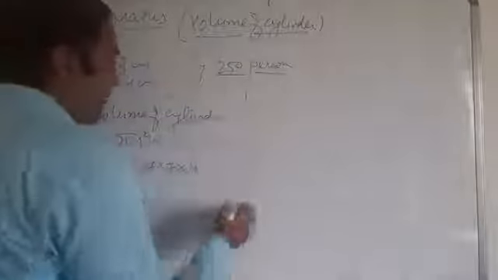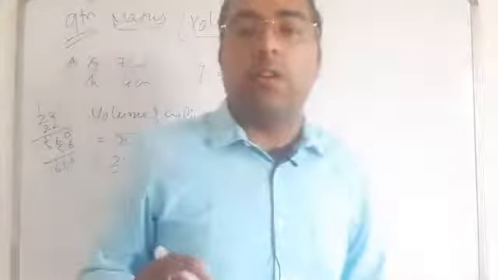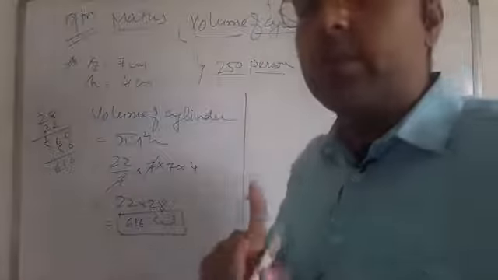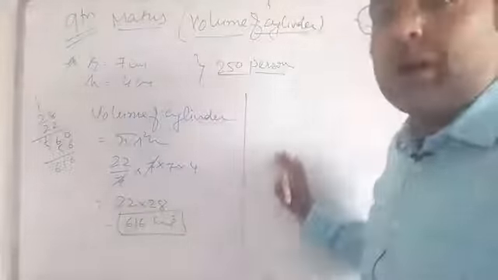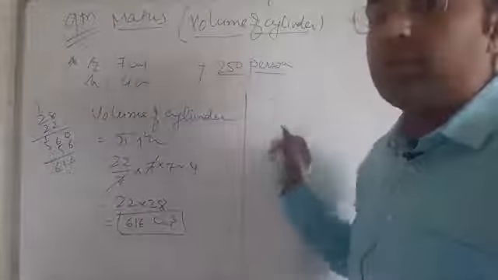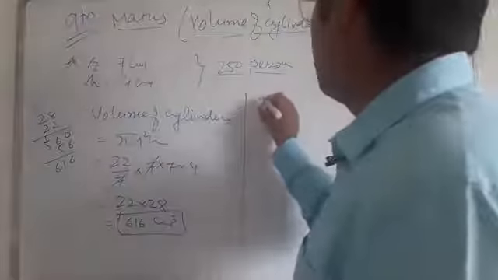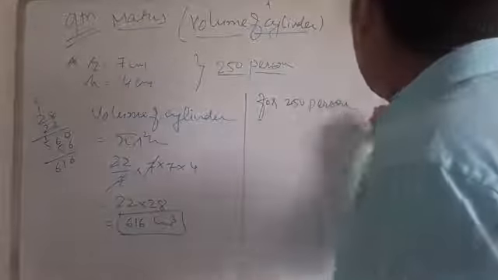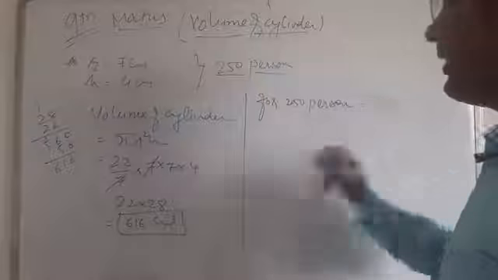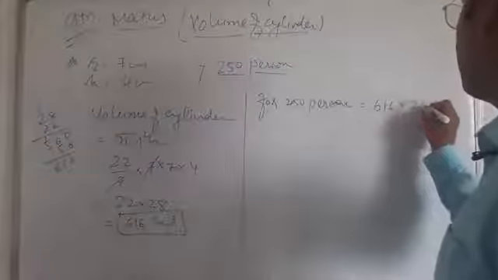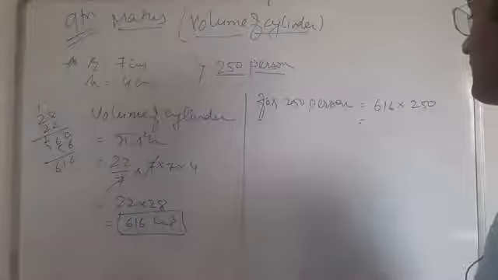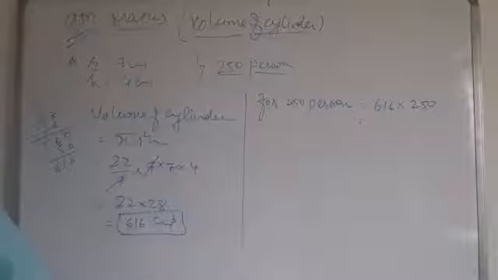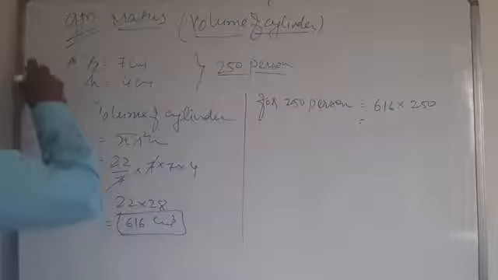Now we have to convert this for 250 persons. This volume is for only one person because one cylindrical bowl is for one person. Now we have to find it for 250 persons, therefore we have to multiply this volume by 250. Now 616 multiplied by 25, students, multiply it fast. 616 into 25.